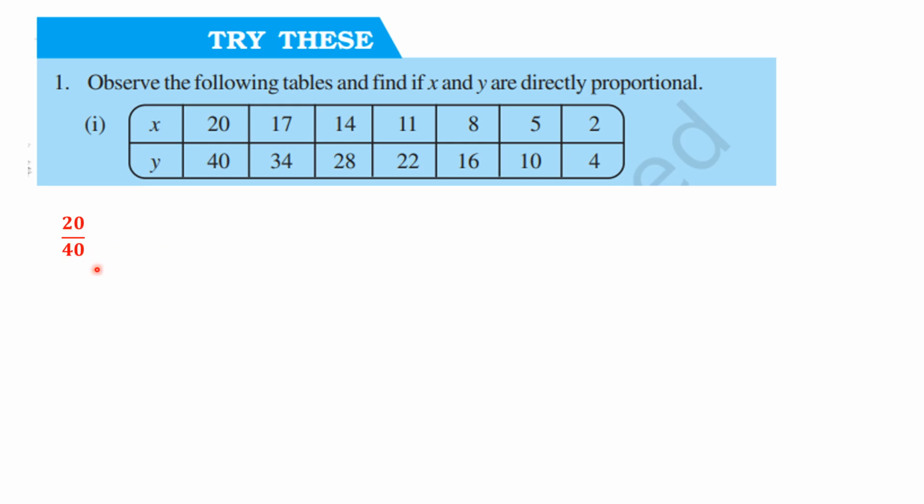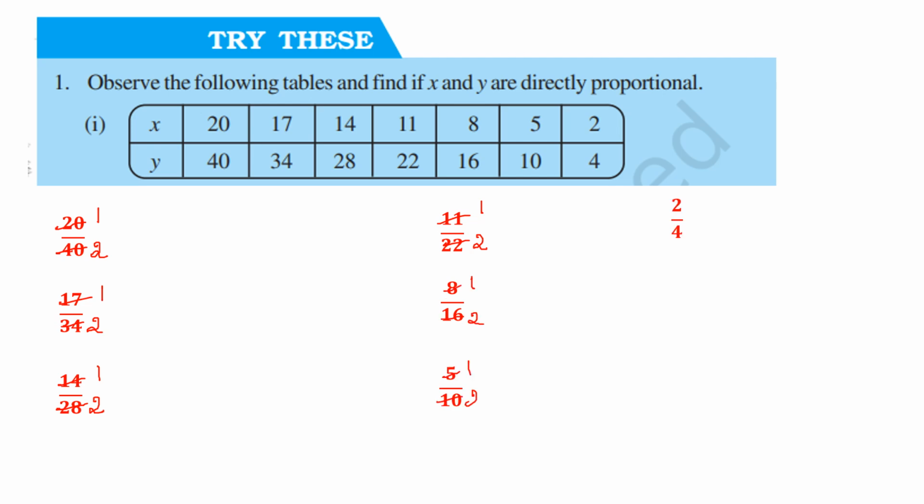So in the first case, it is 20 by 40. When I find the ratio, let's reduce it. We all know that 20 and 40 come in the 20 tables, or 20 times 1, 20 times 2. Now let's see the second case. Again here, 17 times 1, 17 times 2. Here 14 times 1, 14 times 2. 11 times 1, 11 times 2. 8 times 1 and 8 times 2. 5 times 1 and 5 times 2. And here 2 times 1 and 2 times 2.